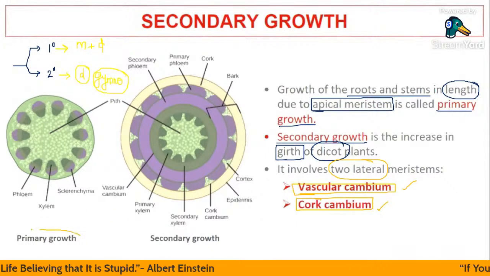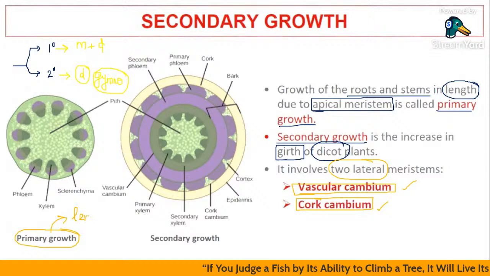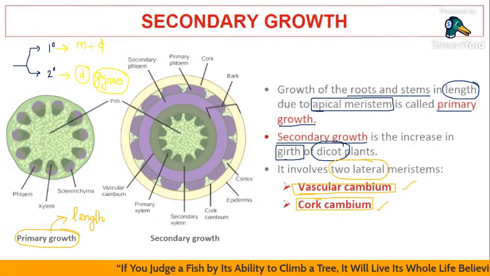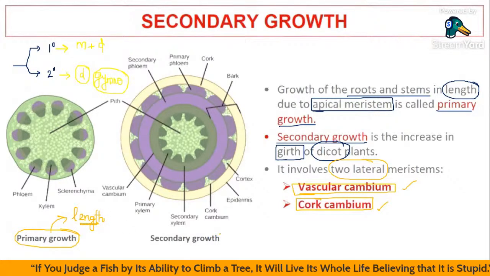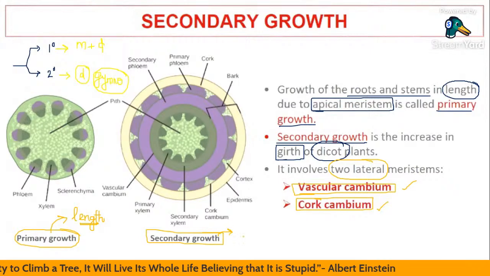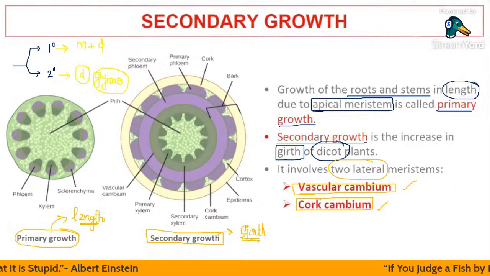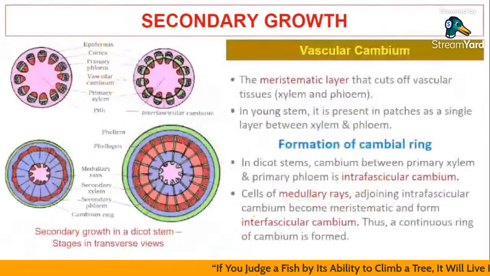So you have to understand that primary growth is associated with both monocots and dicots, and it is associated with increasing the length of the plant. And you have to understand what is secondary growth. Secondary growth is associated only with dicots and gymnosperms, and it is associated with an increase in the girth or width of the plant.